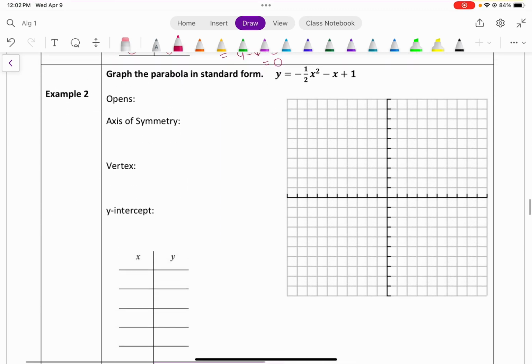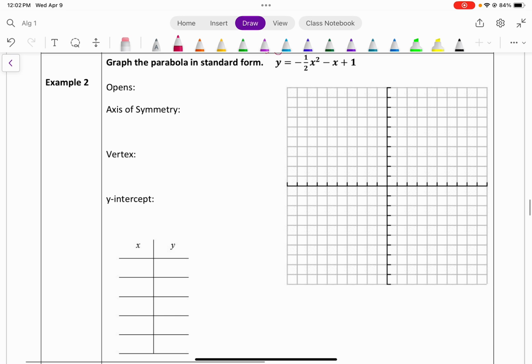Let's do one more. If we had y equals -½ times x squared minus x plus 1. Well, a is -½. Since it's negative, this is going to open down. If it opens down, I know that my vertex will be a maximum.